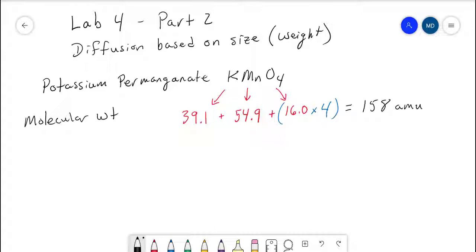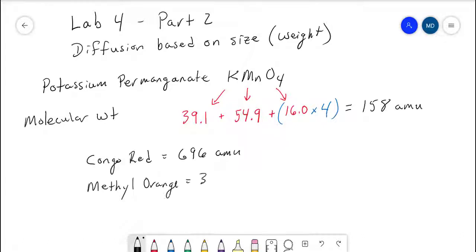Welcome back. Now check your calculations against my final numbers for Congo red and methyl orange. If your numbers don't match mine, then pause this video and go back and look for errors in your calculations. You should now be able to answer questions 2 through 5 on pages 1 and 2 on your own. If you haven't already done this, you can go ahead and pause this video here.